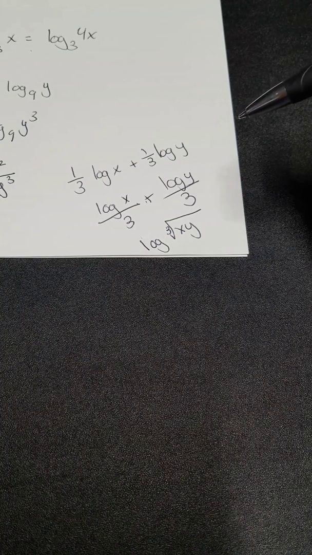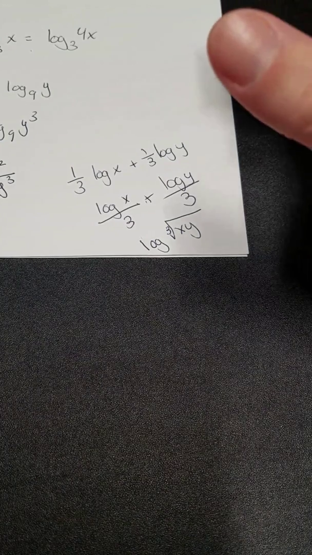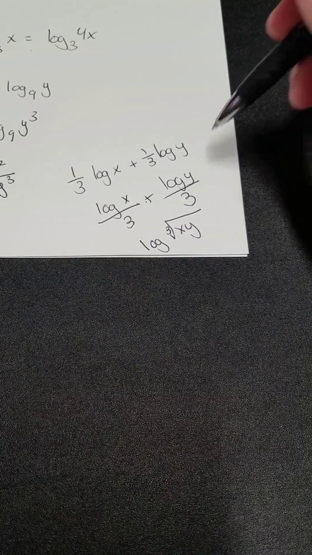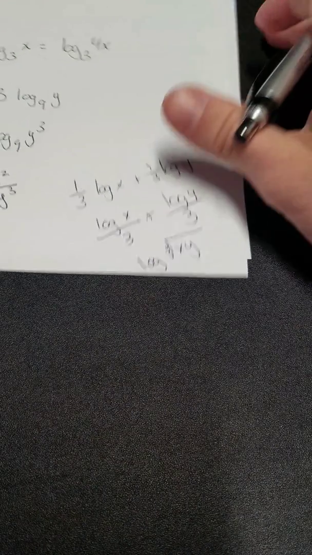So anytime we're condensing them, you take a larger problem, you make it smaller. Adding means to multiply. Subtracting means to divide. Numbers down in front, take them up as exponents.